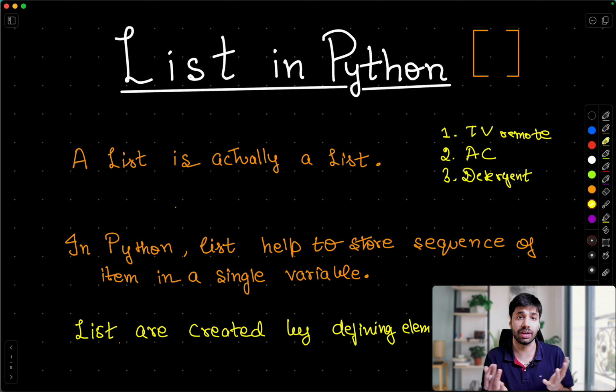In a similar way, Python allows us to make a list. It is very analogous to arrays which are there in other languages, but the overall understanding is the same. So that is where lists are used. So in Python, a list helps to store a sequence of items in a single variable.